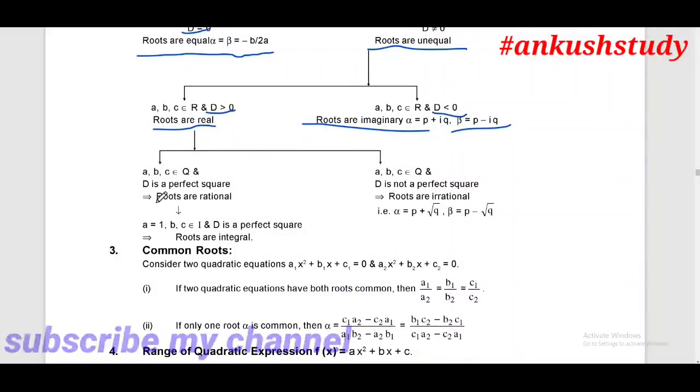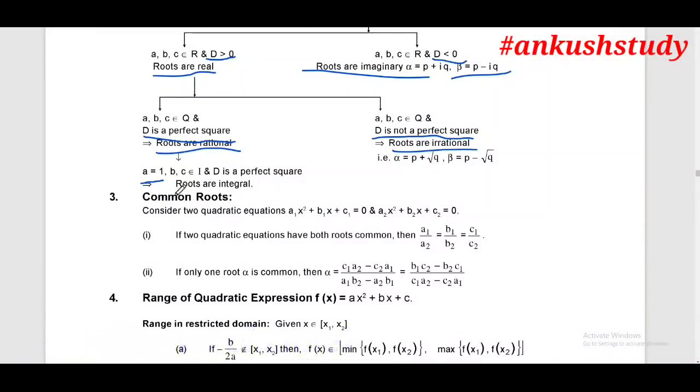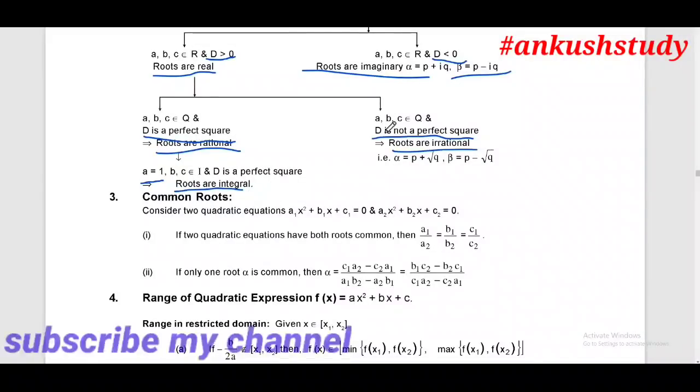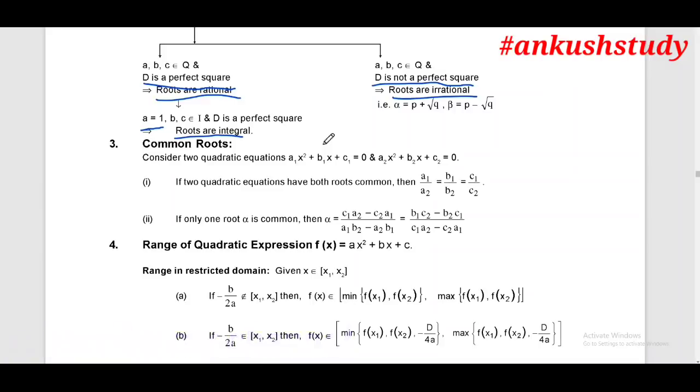Okay, and now if D is a perfect square, roots are rational. So when D is a perfect square, the roots are rational. When D is not a perfect square, roots are irrational. Very easy. Okay, and if a is equal to 1, b, c belong to I, and D is a perfect square, then the roots are integral. Okay, so these were the nature of the roots, and now the common roots.